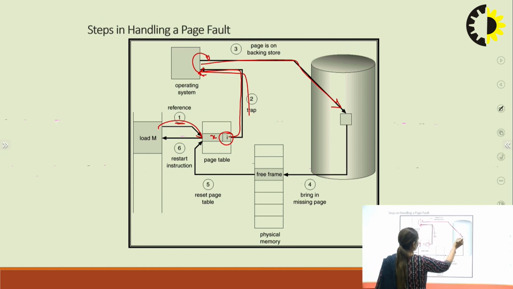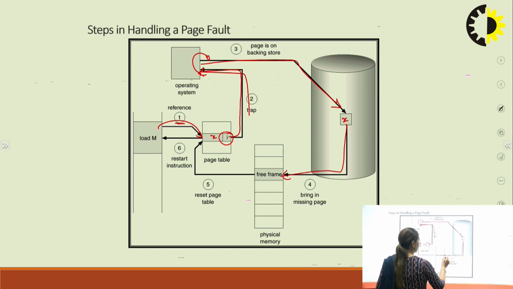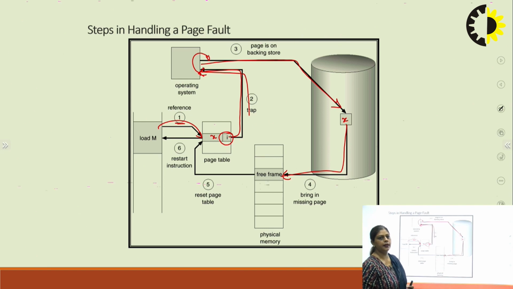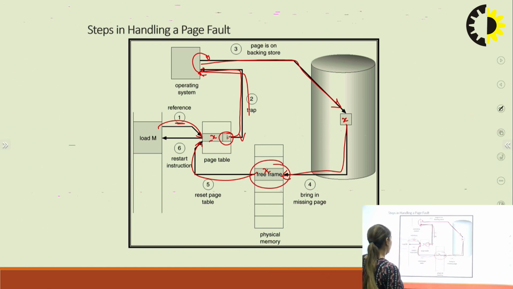It will go into the backend store and search for page number X. Now it has found X, and it will bring it back to the physical memory. Wherever there is a free frame, it will put X in that particular frame, and then it will update the page table. Now this bit will be set to valid, because X is now in the physical memory, and then this page will be accessed by the program.